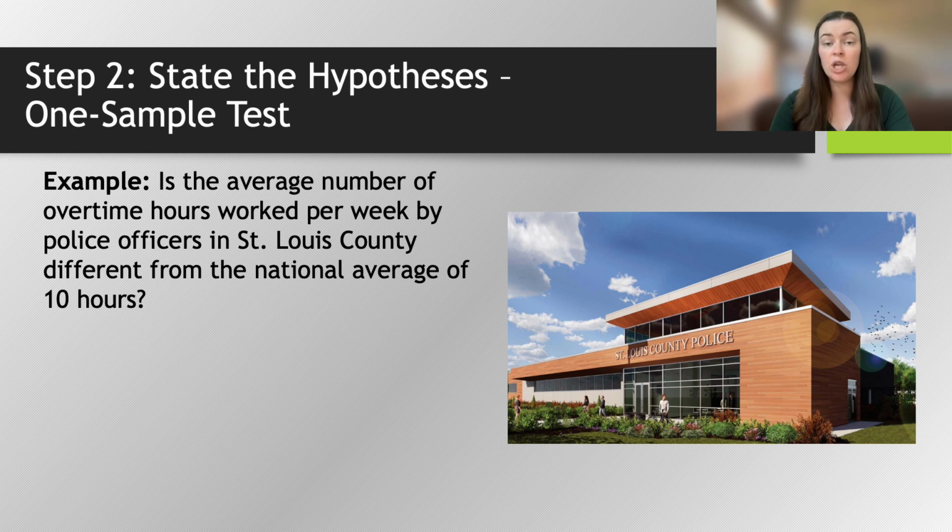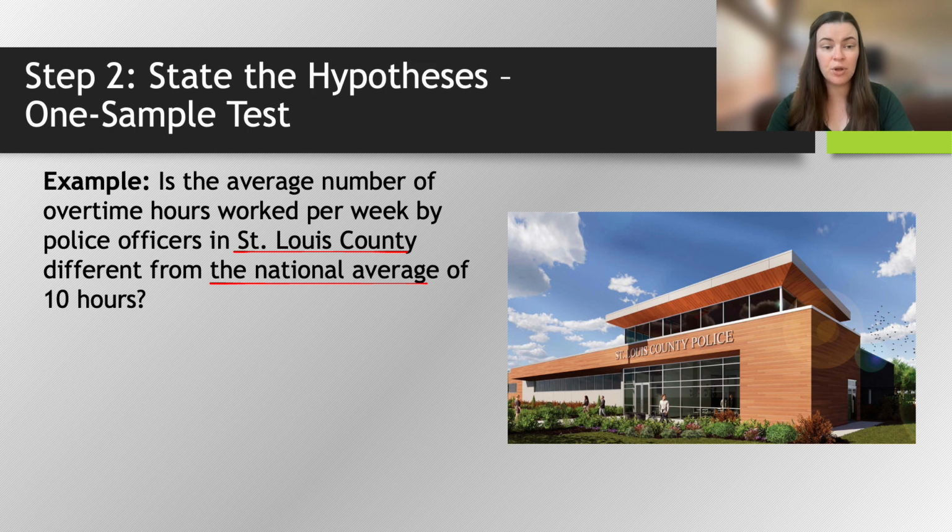Reason being is that we only have one group, St. Louis County police officers, in comparison to a broader population, or the national average. The second thing that I can note is whether or not I'm using proportions or means, and this is going to be important for the statistical notation of our null hypothesis.